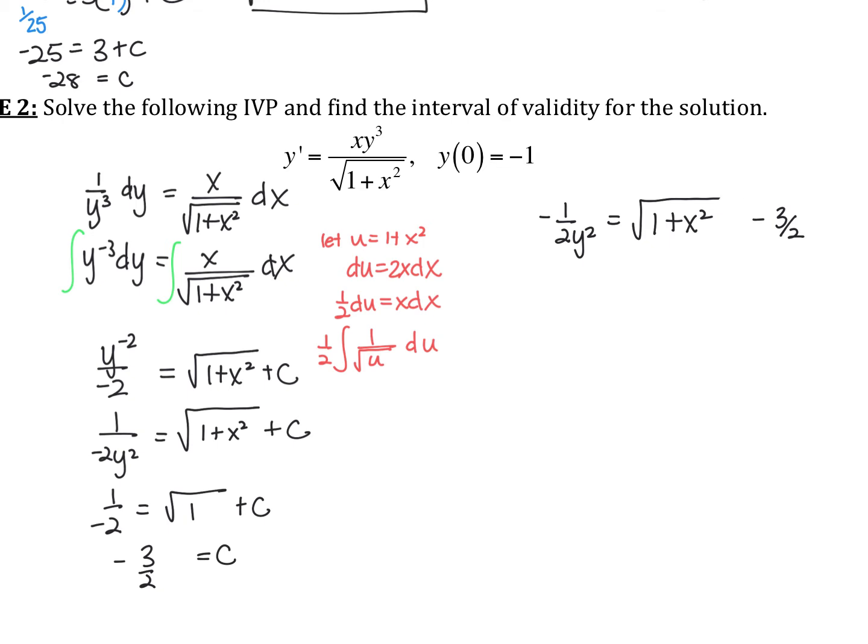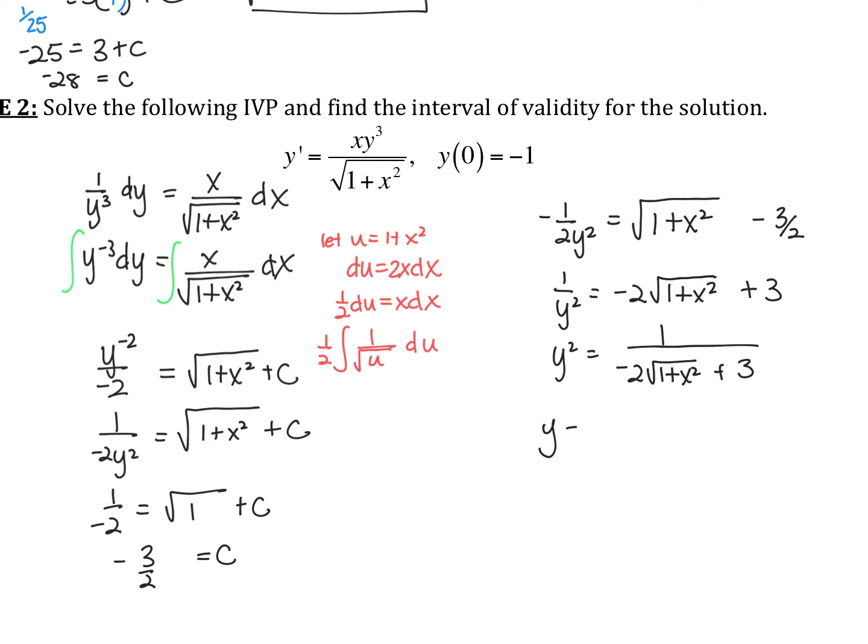All right. Now, this is where it gets really messy. First thing I'm going to do is multiply everything by negative 2, actually, I think that would be easier. 1 over y squared equals negative 2 times the square root of 1 plus x squared plus 3. You can just take the reciprocal of it all and the square root of that. So then we get y squared equals 1 over negative 2 root 1 plus x squared plus 3. And then it'd be the square root of this. Now, we know that when we take the square root, you should have plus or minus the square root.